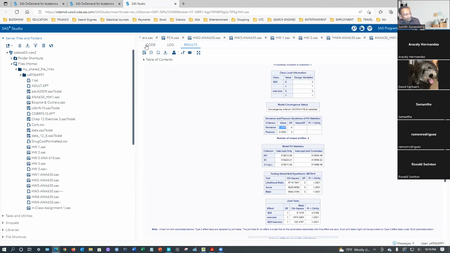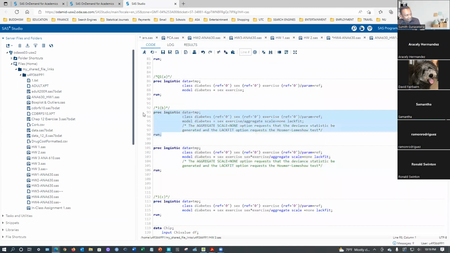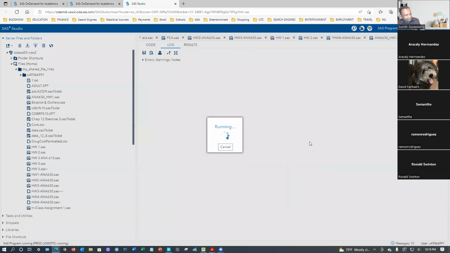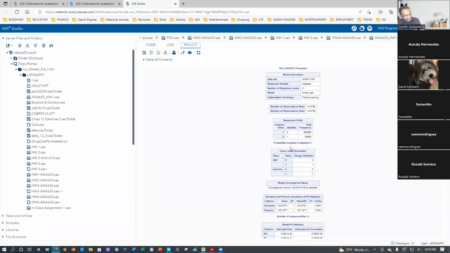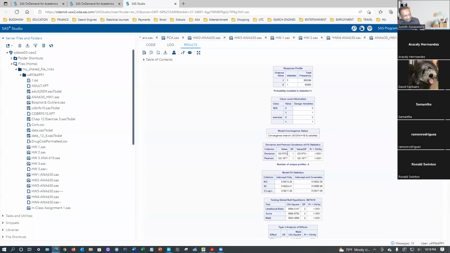Now I'm going to go back to the model without the interaction term. Run this one again, and then show that they are the deviance. Under deviance, you see the same thing.